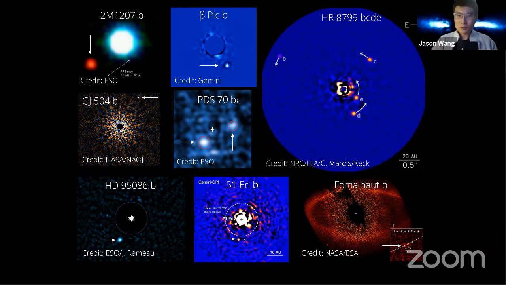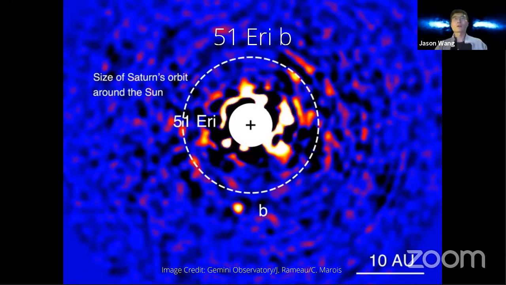So the first system I'll talk to you guys about is 51 Eri b. So 51 Eri is the star. It's located in the middle here, indicated by the cross in the center. And 51 Eri b is the first planet discovered in the system. That's why it's called lowercase b. It's in the bottom here at around 6:30 o'clock. So 51 Eri b is a Jovian exoplanet. It's like Jupiter. It's about 2 Jupiter masses, we think.